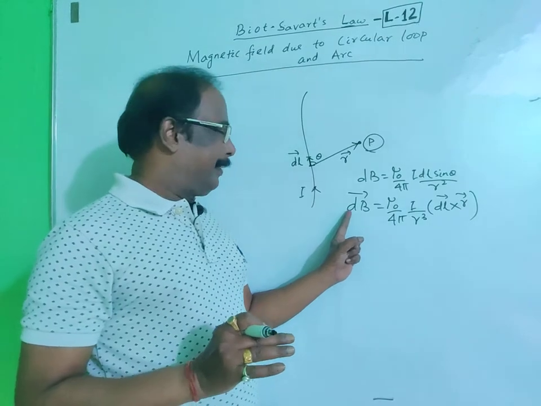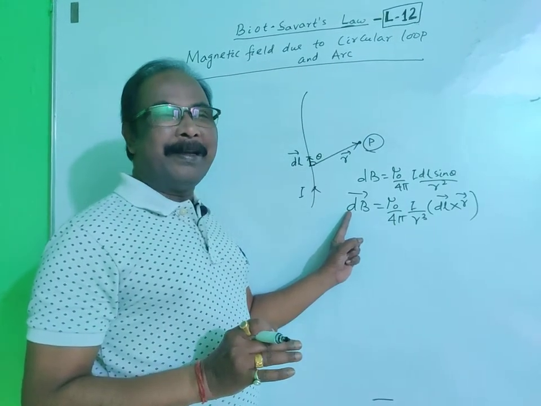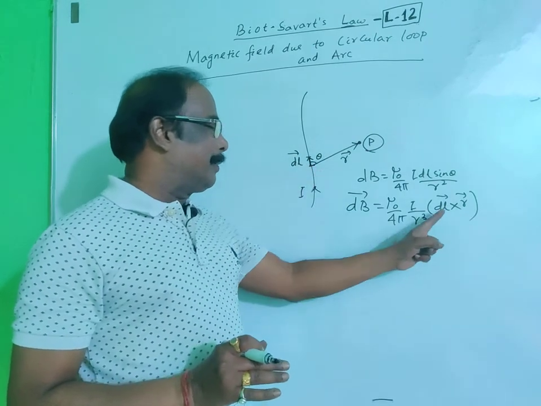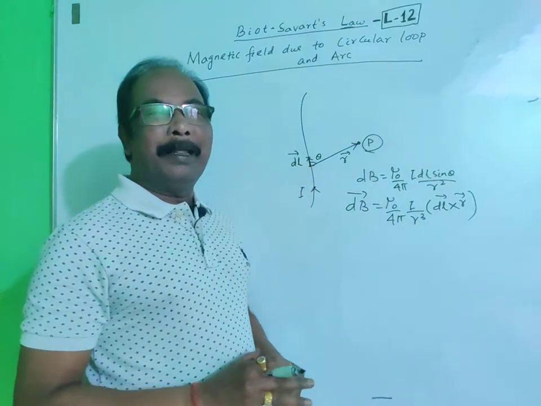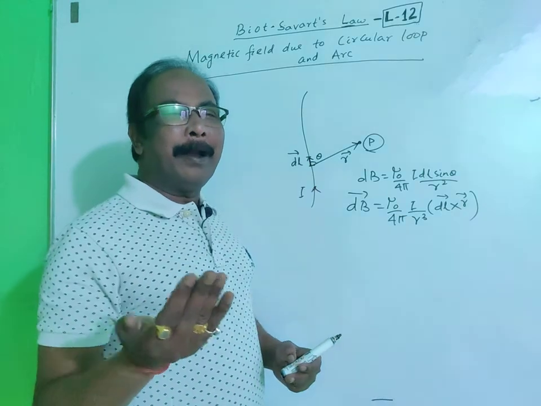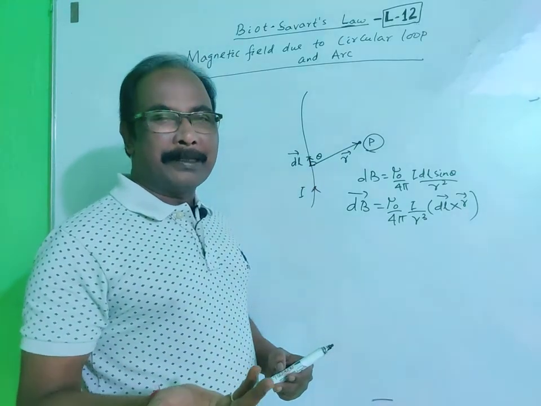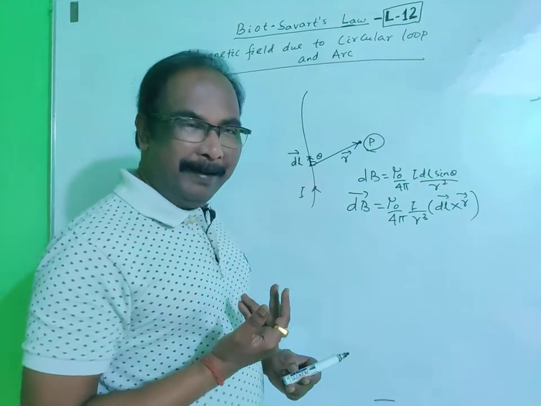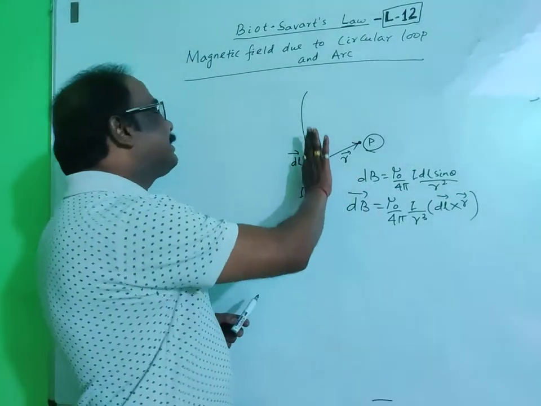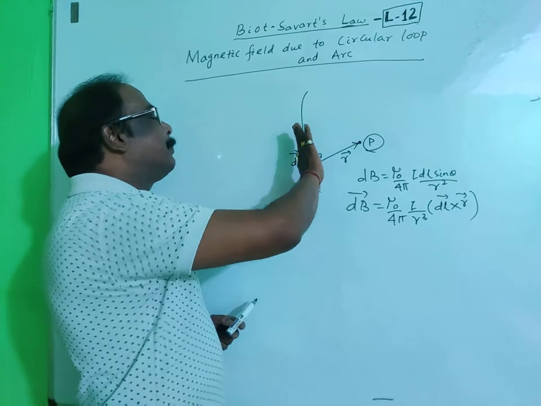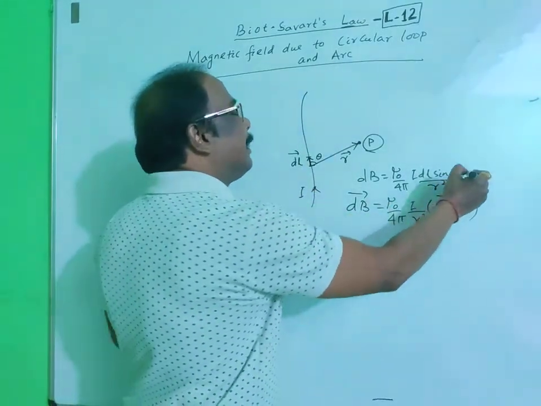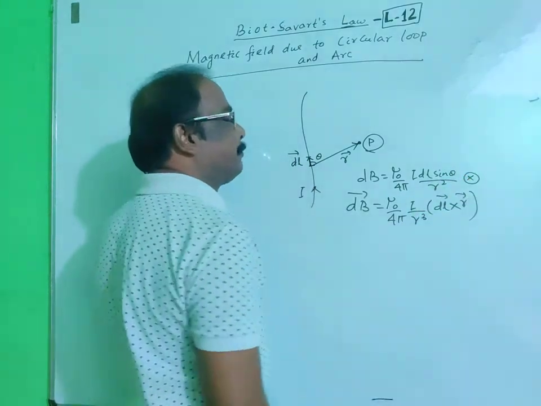So we can simply determine the direction of the magnetic field due to this elemental part of the conductor along the direction of dl cross r. Of course, there are several rules, and we have discussed how to decide the direction of magnetic field. Here this is the direction of dl, this is the direction of r, so dl cross r is inwards.